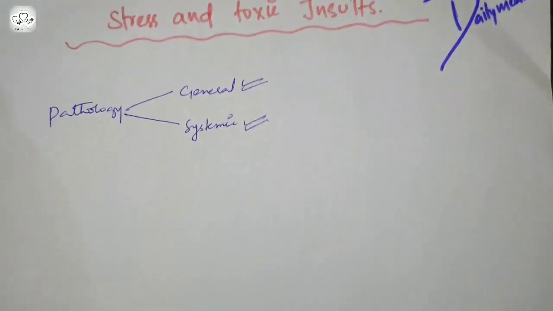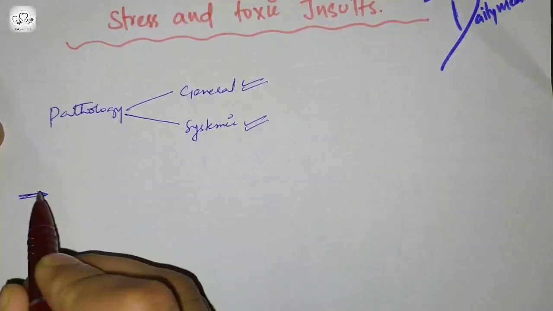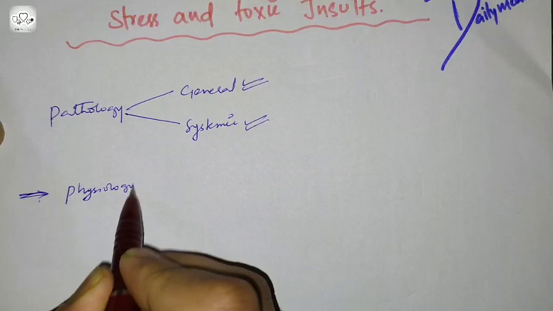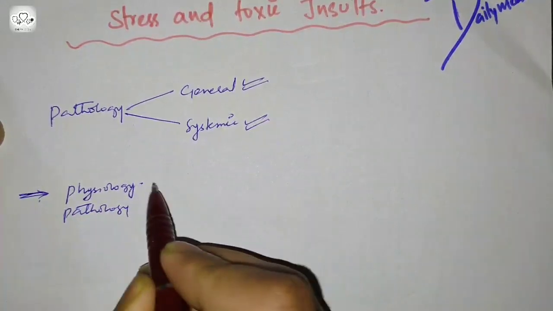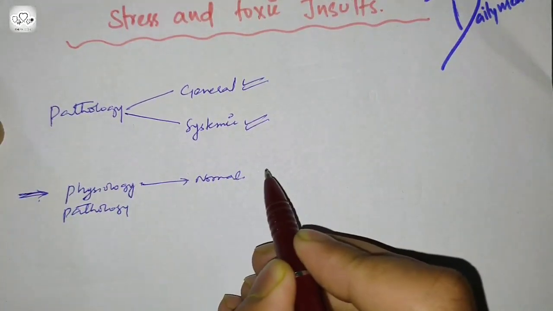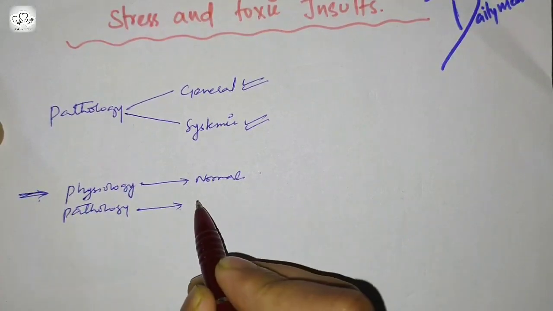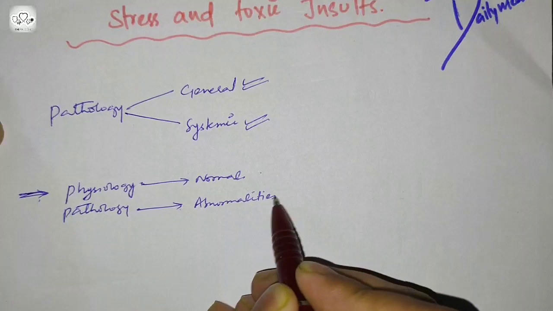Alright, so if I start with an introduction, we have studied physiology first of all, and now we have to study pathology. What is the correlation? In physiology, we used to study the normal pattern of a human body, or the normal way a human body functions. Now in pathology, we'll be studying the abnormalities that occur in the human body.